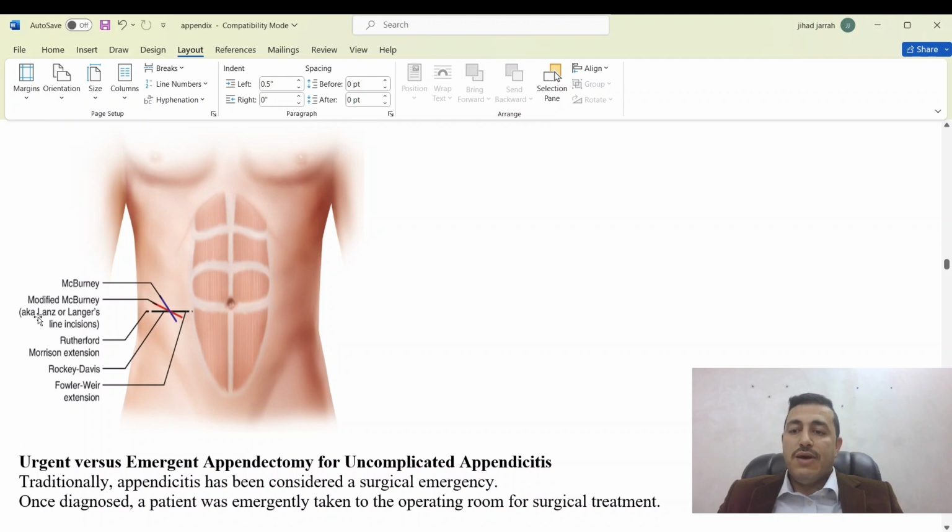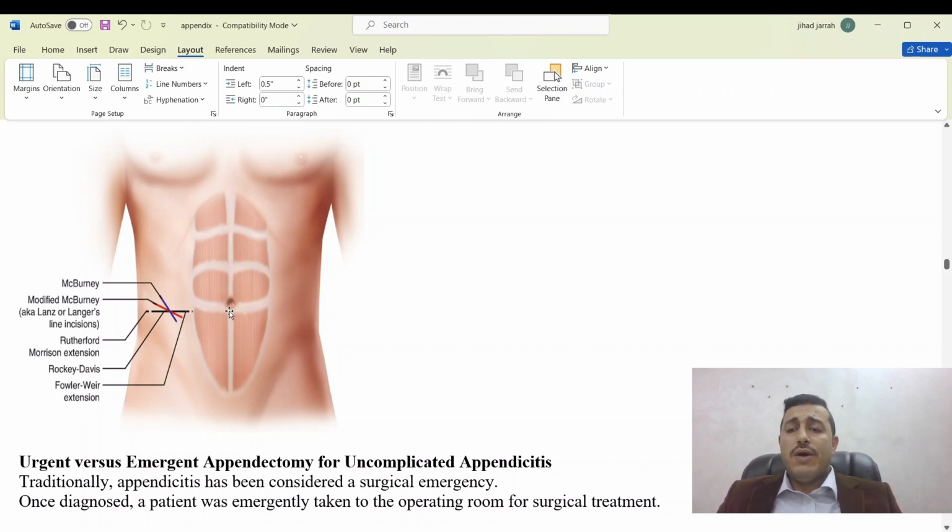We have the modified McBurney, also known as the Langer's incision or Lanz incision. It's less perpendicular, more transverse, not completely transverse. It's more cosmetically acceptable. If it's difficult to reach the appendix, we can do an extension either upward and laterally, this is called the Rutherford Morison extension, or inward medially, and this is the Fowler-Weir extension. And if it is completely transverse, it is the Rocky Davis incision.